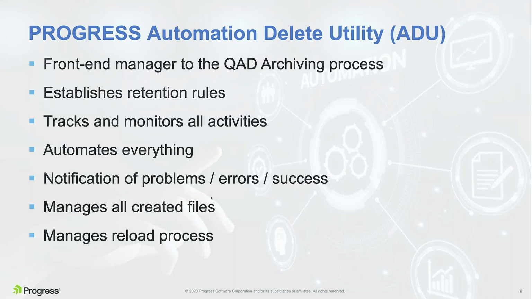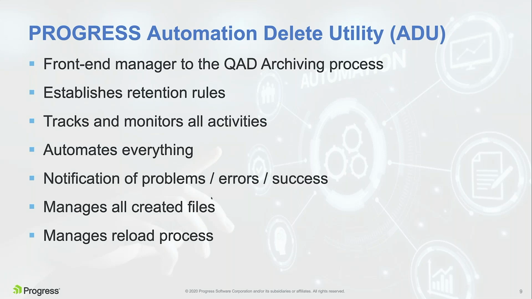It takes manual input to run through the menus, get to this one, and then put boundaries on what types of data and what date ranges you want to archive. What the ADU utility does is front end that, so you don't have to go through the menus. You configure this once, you establish retention rules, and then it does the deletions for you, and it tracks and monitors the activity, and everything is automated. If there are problems, we have log files and a record of whether it completed successfully or not.